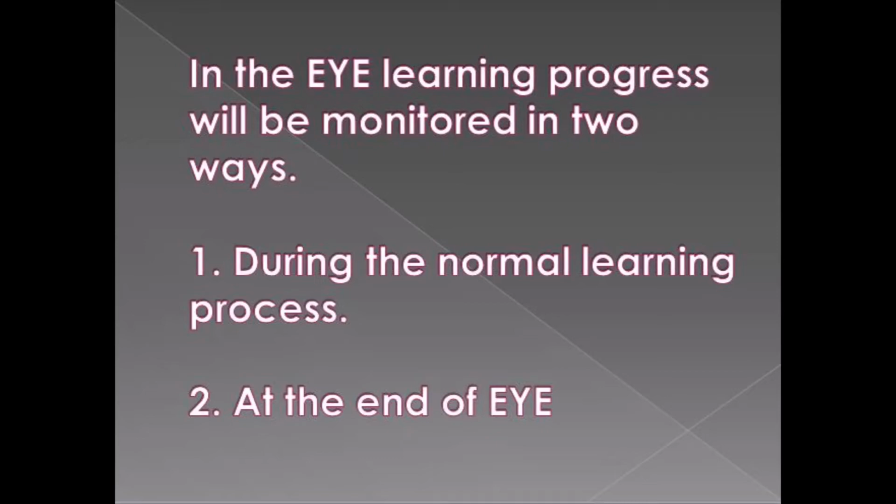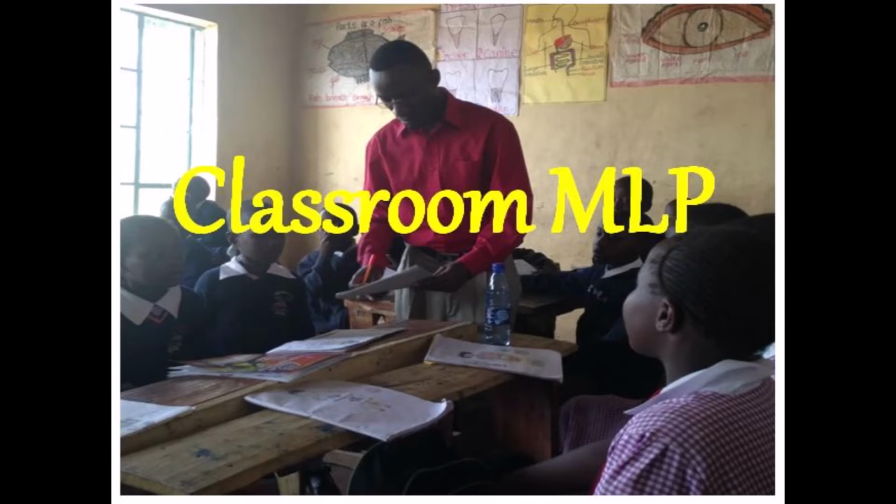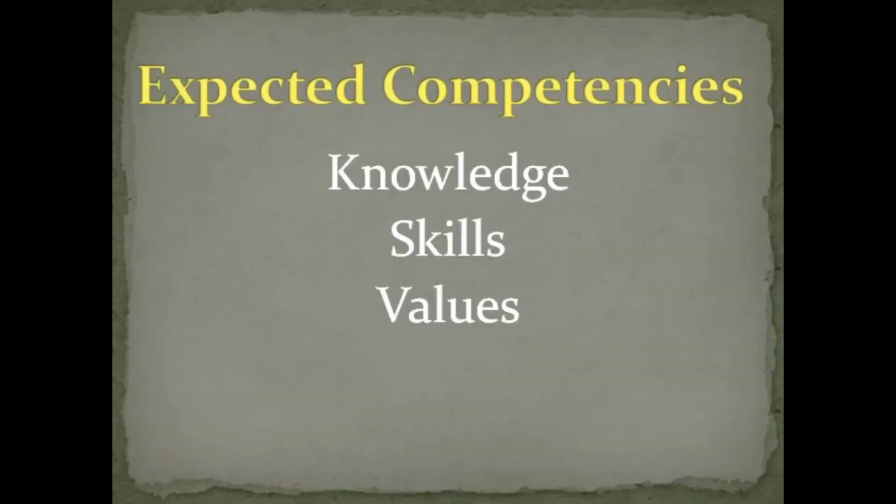Let us now look at the first MLP, that is MLP in the classroom. Now, MLP in the classroom is conducted by the class teacher continuously throughout the learning process. It is carried out depending on the teacher's judgment to establish if the learner has developed their expected competencies. And these competencies are knowledge, skill, and values.